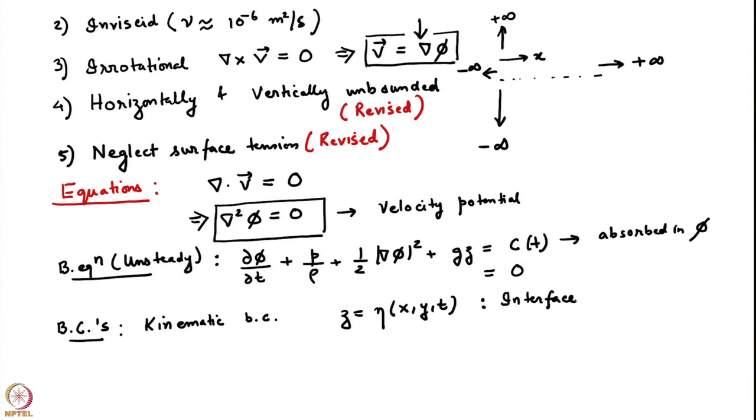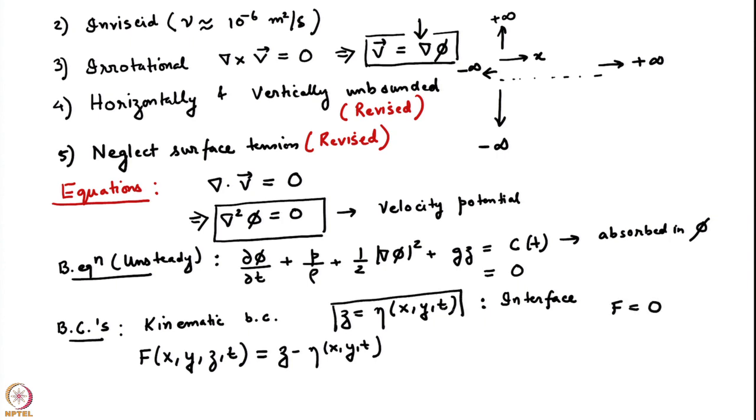So because this is a material surface, one can always construct, so this is z is equal to eta, the interface. So let us construct a function F, which is a function of x, y, z and t, such that F has a constant value everywhere on the interface. You can see that if I define F as z minus eta(x, y, t), then F is equal to 0 everywhere at the interface, because the interface is given by z is equal to eta.